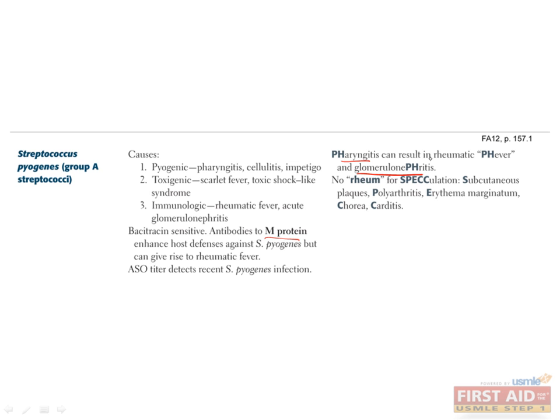Glomerulonephritis is another complication of S. pyogenes infections that you will learn more about in the renal chapter. However, it is important for you to know that glomerulonephritis can result from untreated S. pyogenes pharyngitis and/or skin and soft tissue infections.